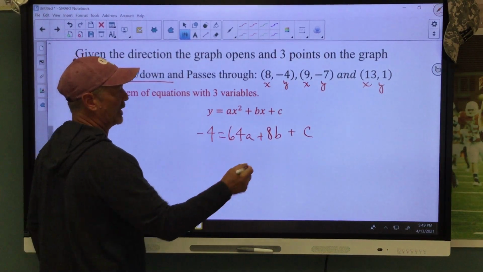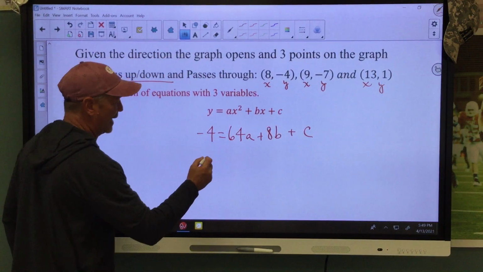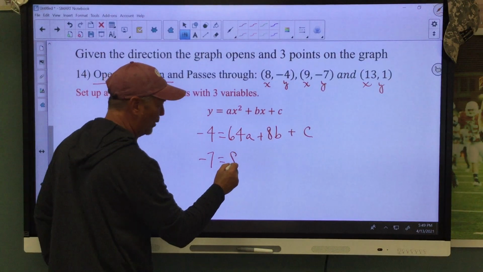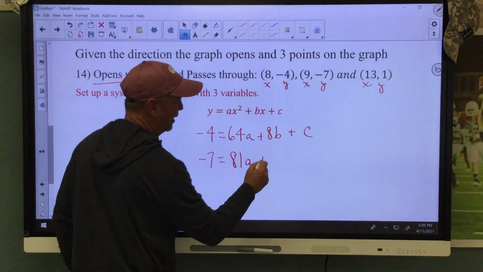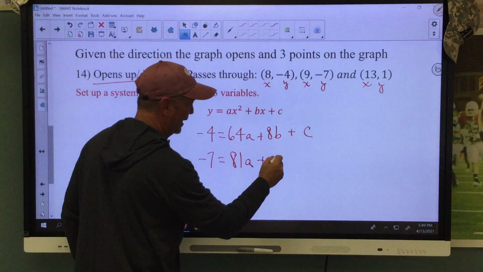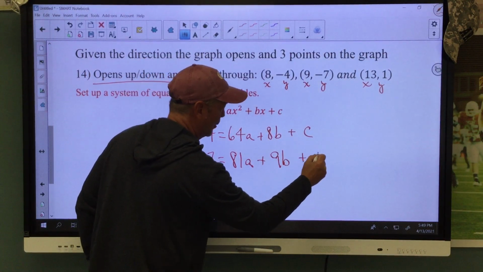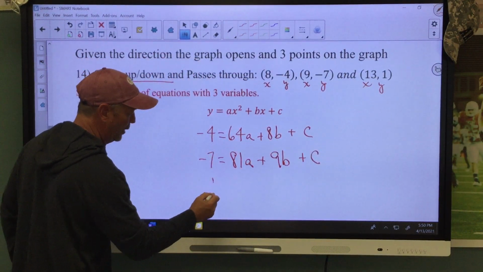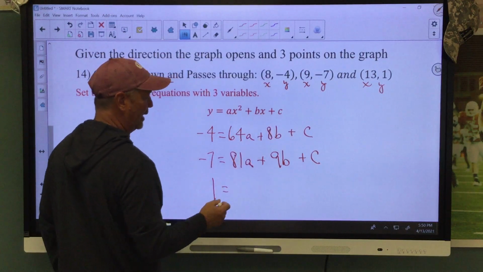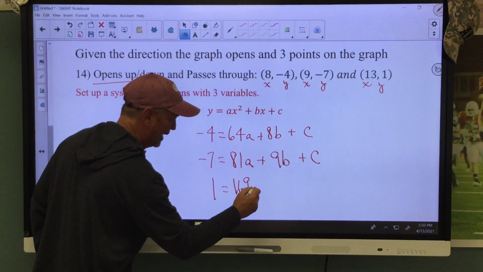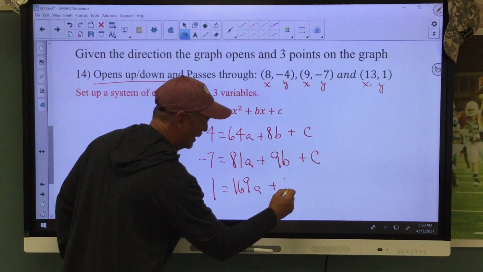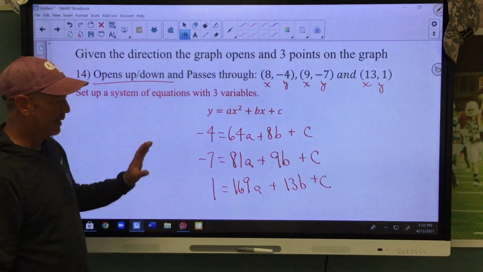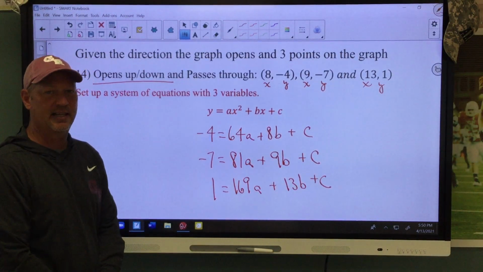Then we go to the next ordered pair. My y value is -7. We square the x and we get 81a. We multiply times b, we get 9b, plus c. We go to the third parentheses. My y value is 1. We square the x and we get 169a plus 13b plus c. This is how we set up our equations, one parentheses at a time.